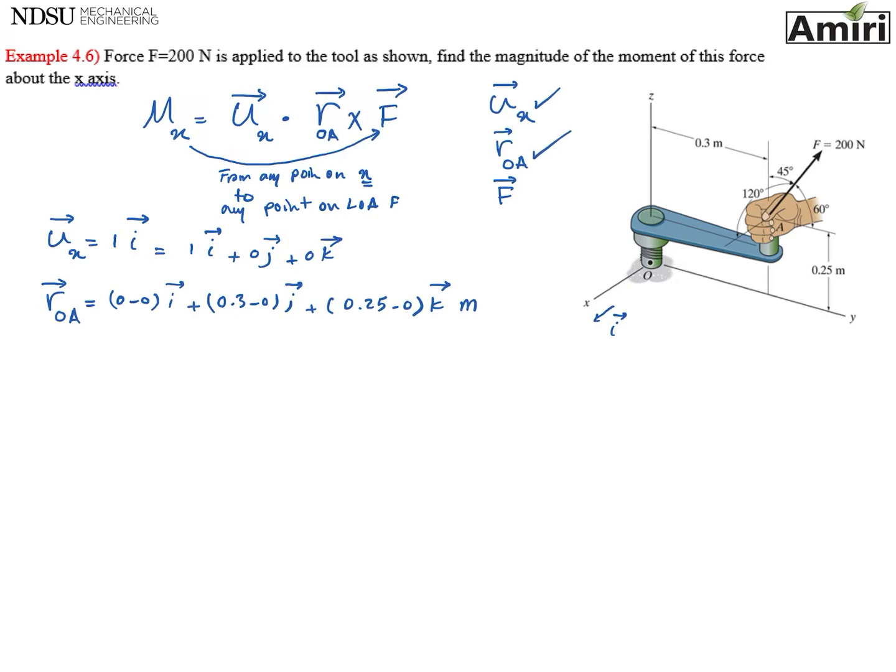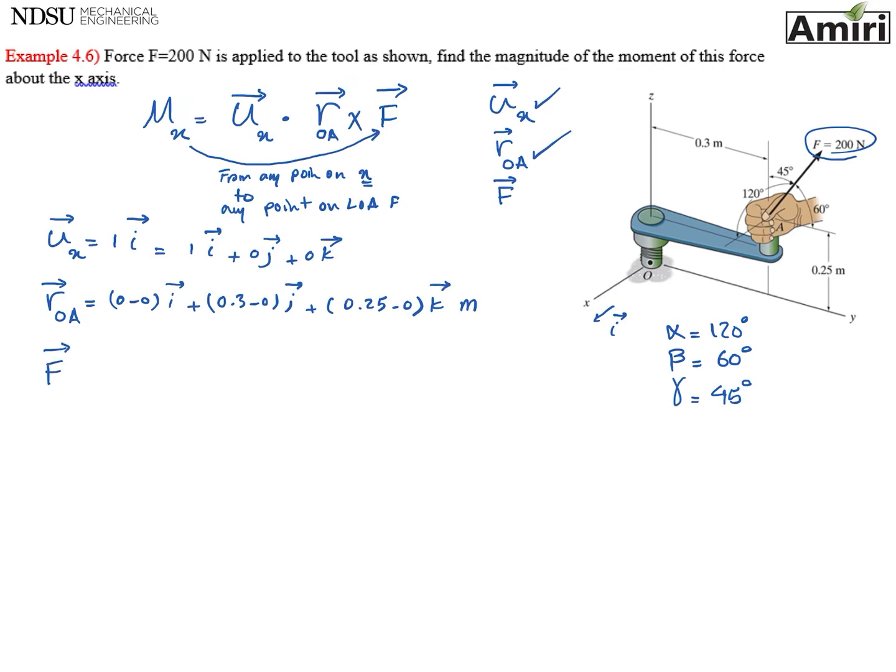All I have to do is find the force F in vector format. All I have is a magnitude. So if you remember from chapter 2, the angles that are given to me are called coordinate direction angles. Coordinate direction angles, remember, they should make that angle with the positive axis. So alpha is the angle that the force makes with positive x direction, which is 120 degrees. Beta is the angle that the force makes with positive y direction, which is 60 degrees. And gamma is the angle that the force makes with positive z direction, and is 45.